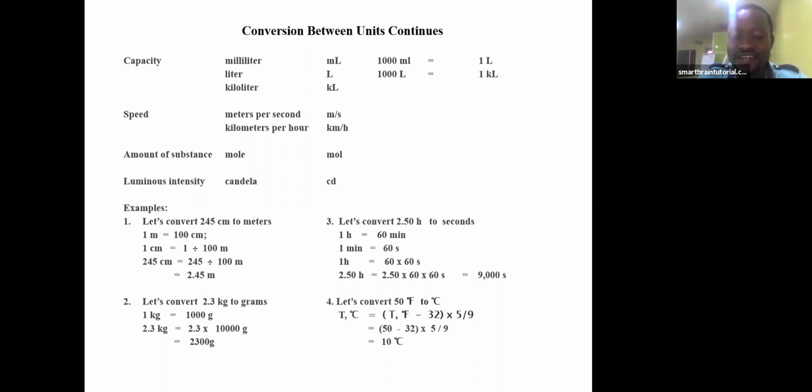2,300 grams. Example 3, let's convert 2.50 hours to seconds.